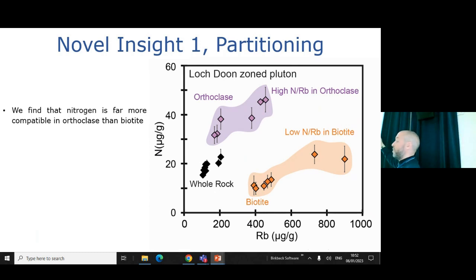And ammonium is actually smaller than rubidium and fits better in orthoclase, which is a much more rigid crystal structure. And so fitting a bigger atom in is harder. It's quite literally like kids' toys, fitting shapes in, right? So this is an open question that we aim to explore.